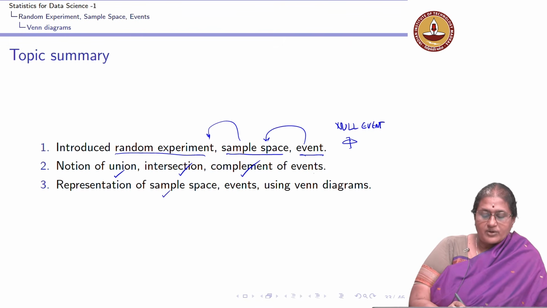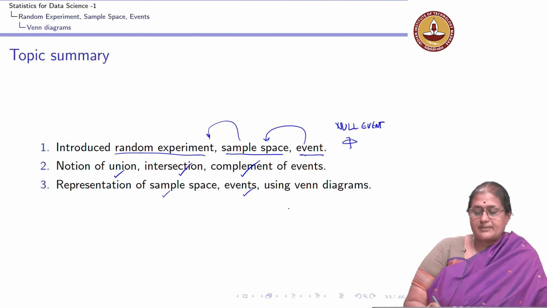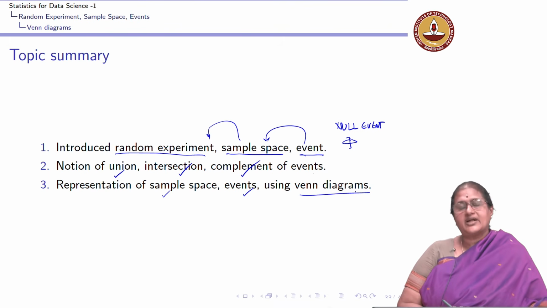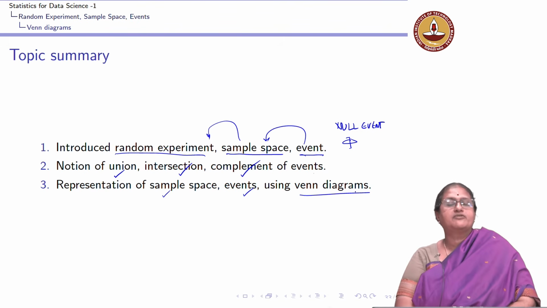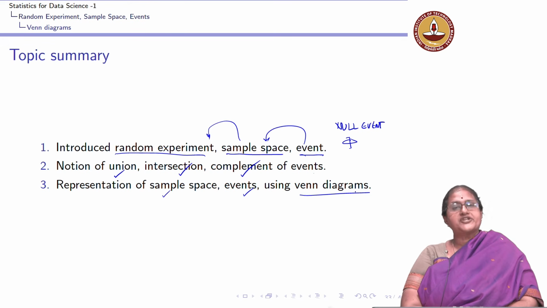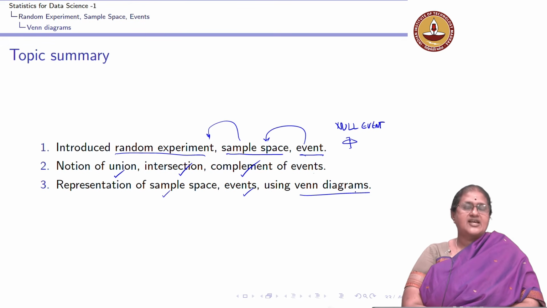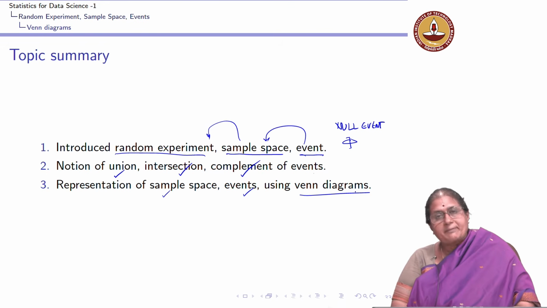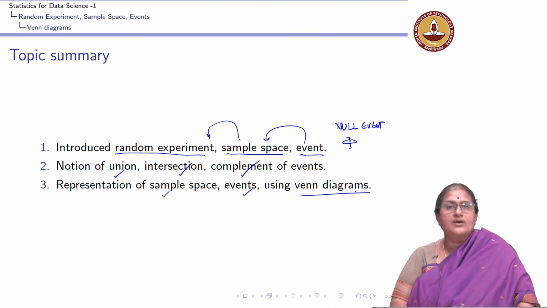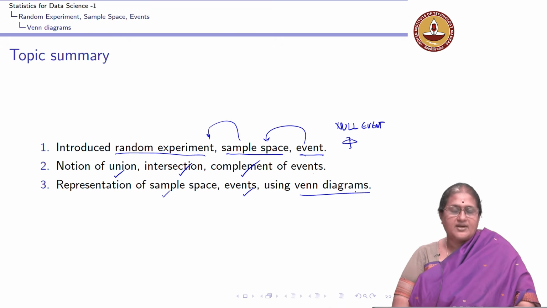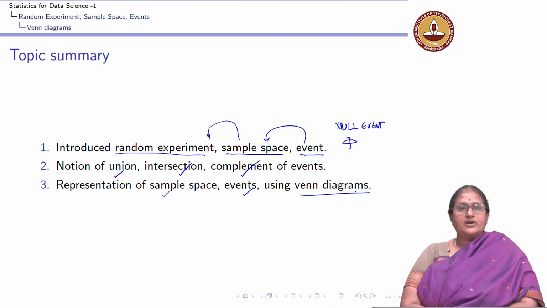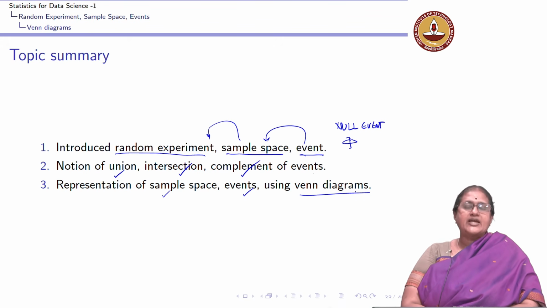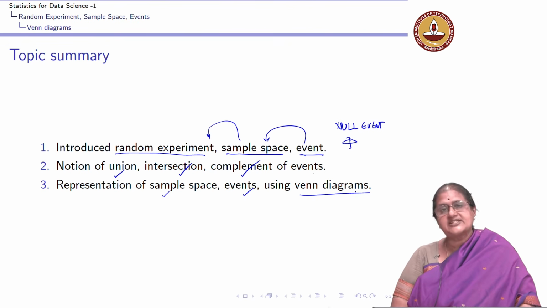And finally, we looked at how we represent a sample space and events using Venn diagrams, because Venn diagrams are a powerful graphical representation of sets. Since my sample space and events are sets, we have looked at how to represent these events using Venn diagrams. The next thing we are going to learn is how we assign probabilities to these events.